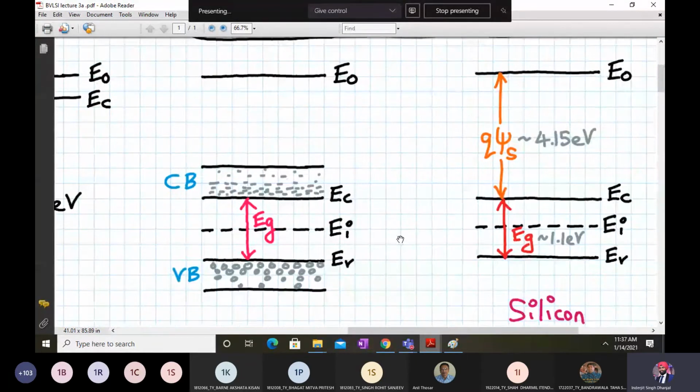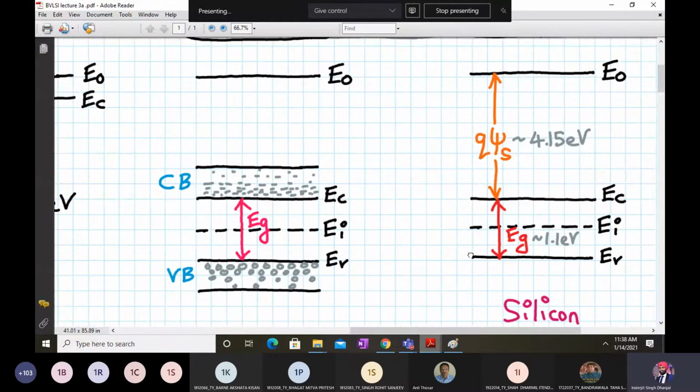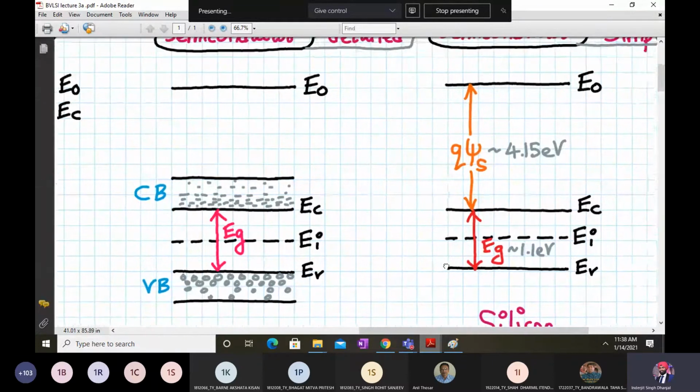For simplicity, the distance between the conduction and the valence band is no doubt the energy band gap. So EC minus EV will be EG, and EI is the intrinsic Fermi level. It is located midway between EC and EV, that is the conduction band and the valence band. It is for easy reference. It is also a reference energy level for analysis.